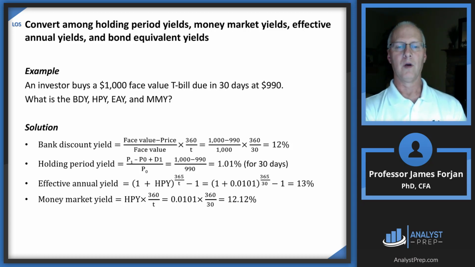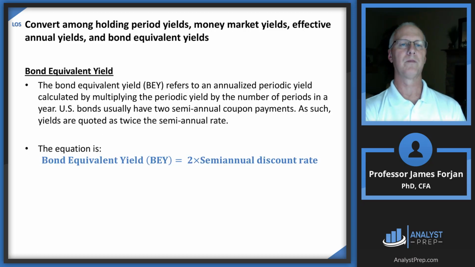And then we're going to annualize that in the effective annual yield. So we compound that out using the 365. That gets us to 13%. And then if we annualize it using the money market yield, we use just the 360 days, and we just multiply by 12. In this case, 360 over 30, and that gets us 12.12%. So I'll allow you to pause the video to get caught up in the mathematics of that page.